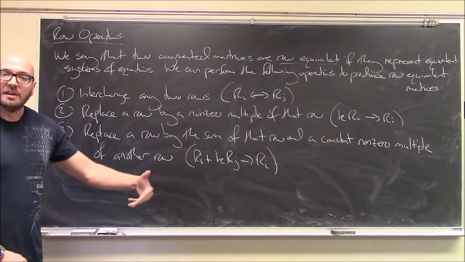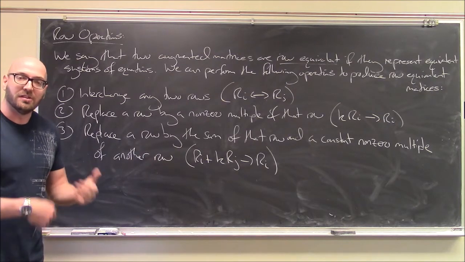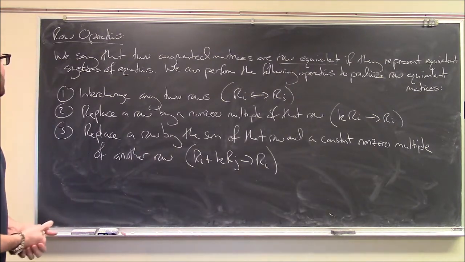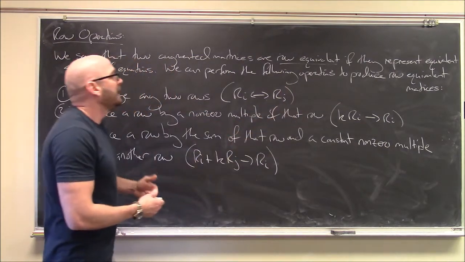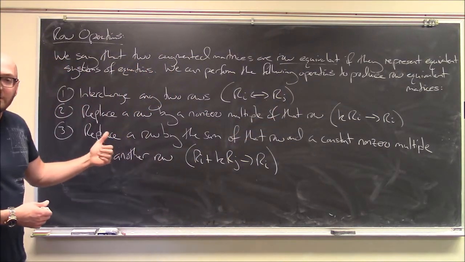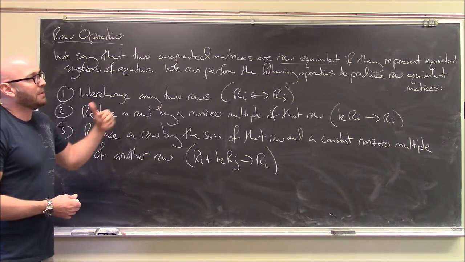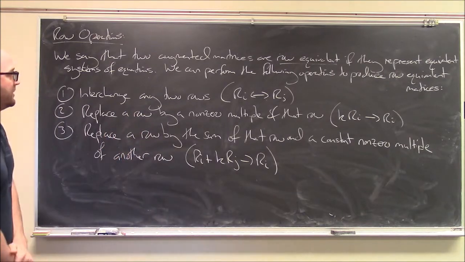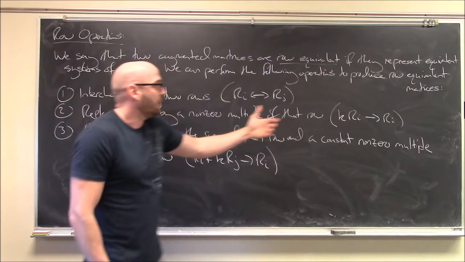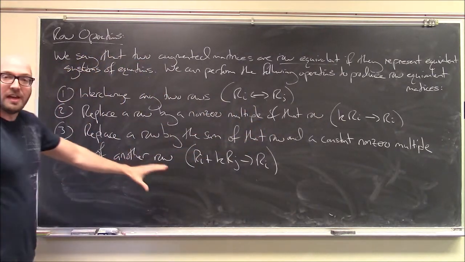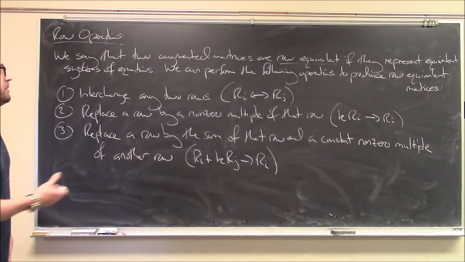We want to do the same thing here with our augmented matrices, remembering that the matrix just represents an underlying system, right? So we say the matrices are row equivalent if they represent equivalent systems of equations, so if they represent systems of equations that have the same solution set. And we're allowed to perform the following operations to produce row equivalent matrices. And these are exactly the same as our operations on the systems themselves, on the equations themselves. They represent exactly the same thing.